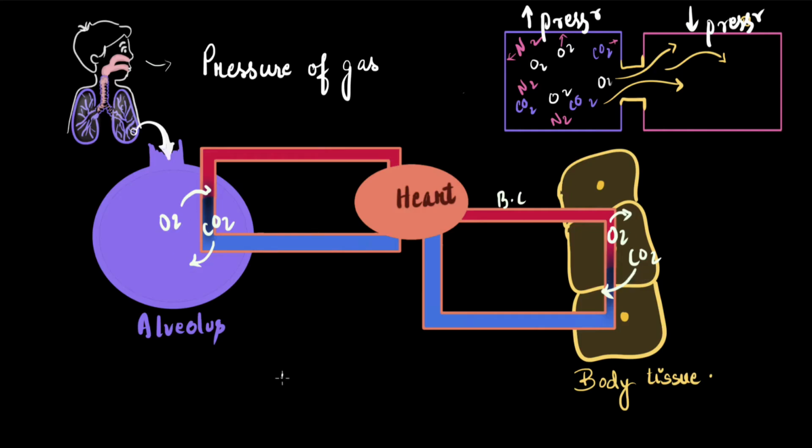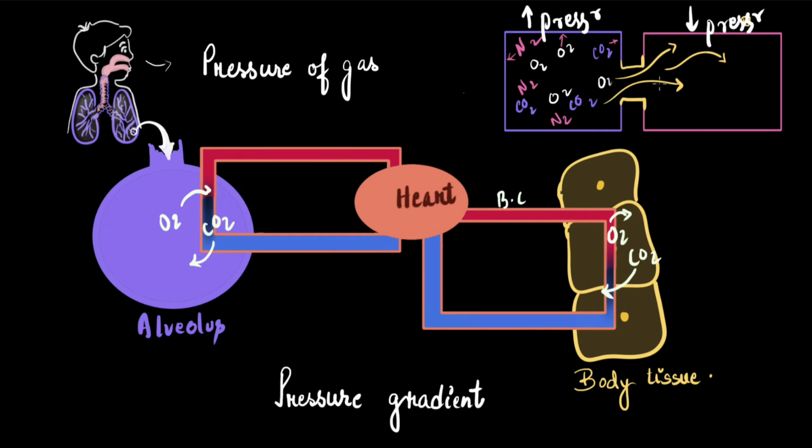So let me write down what we learned from here. For any gas to move from one part to the other, there should be a pressure difference, or we also call it the pressure gradient. Okay, now here we discussed the total pressure of air in two different parts of the body.